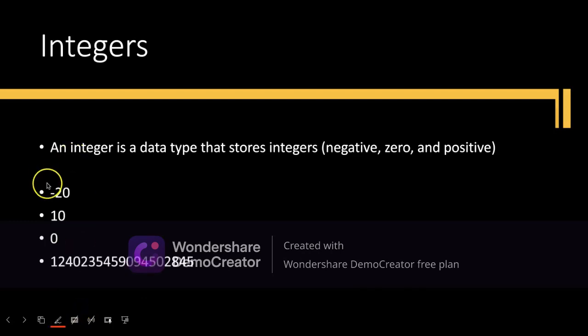But if I put quotation marks around this, it would no longer be an integer. This would be considered a string. So it's important to understand the difference between the two, even though something could be interpreted as a number or an integer. If it is inside quotation marks, it is always going to be a string.